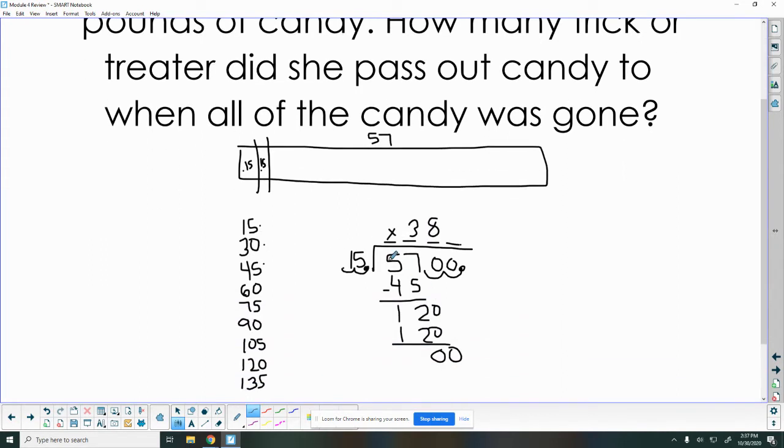So we need to finish the problem. Every time something goes down, something has to come up. 15 can go into 0 zero times. You've got to put those zeros there. 15 times 0 is 0, and there's nothing left over. So she gave candy to 380 trick-or-treaters.